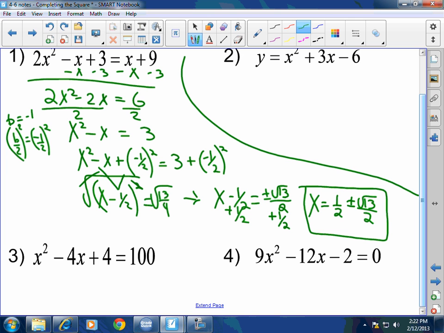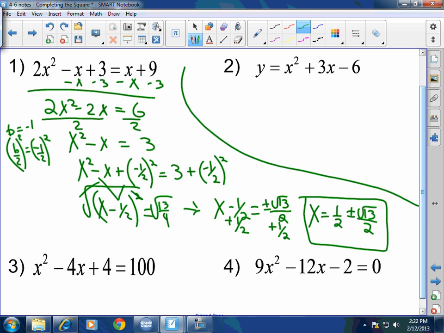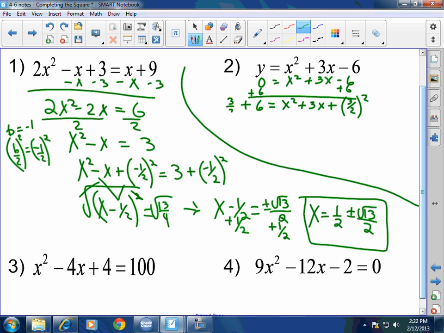Okay, now we have y equals x squared plus 3x minus 6. First things first, make that y a 0. So 0 equals, because we're solving for the x-intercepts, so we make y 0. Now add 6 to both sides. So I get 6 equals x squared plus 3x plus b over 2 squared, which is going to be 3 halves squared, which I add to both sides.